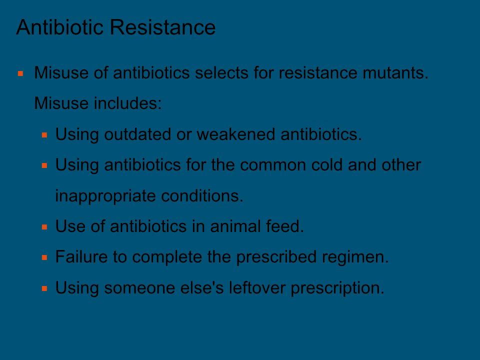Using antibiotics in animal feed. This has been such a problem that now in cattle there are only two antibiotics that are allowed to be used in feed, and they are highly regulated. However, that has not occurred yet in the poultry industry, and so chicken is full of lots of different antibiotics and their metabolites. Failing to complete the prescribed regimen.